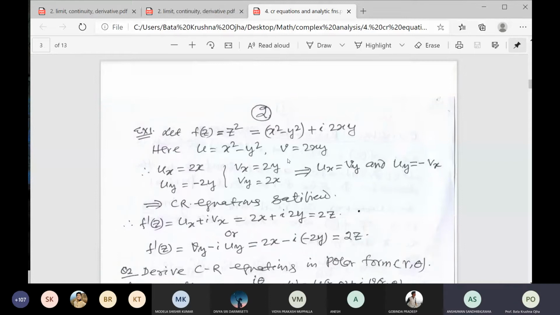You write the CR equation first. u of x is equal to v of y, right? And v of x is equal to minus u of y, or u of y is equal to minus v_x. Now you check, find the partial derivatives. u of x is equal to 2x. u of y is equal to minus 2y. v of x is equal to 2y and v of y is equal to 2x.